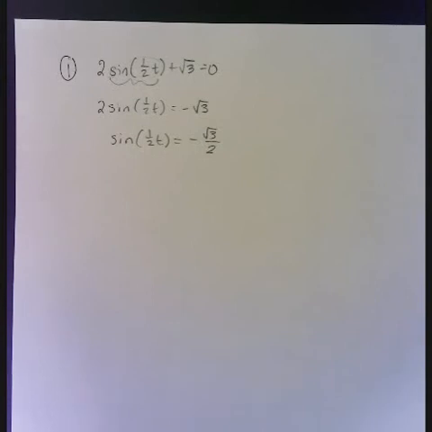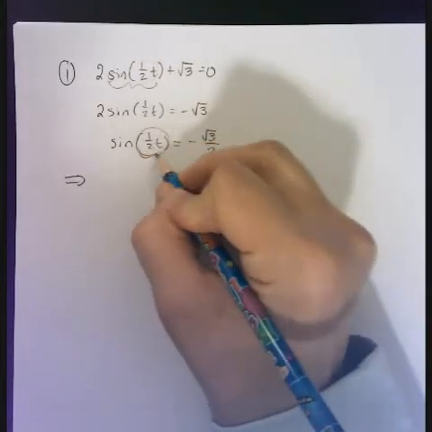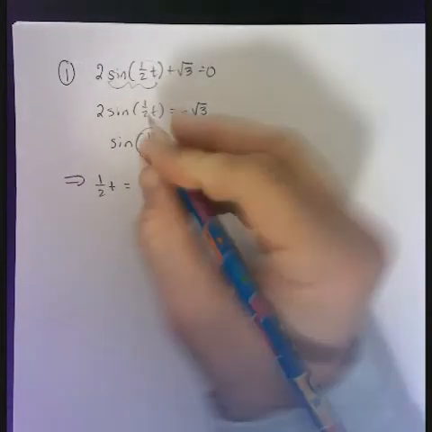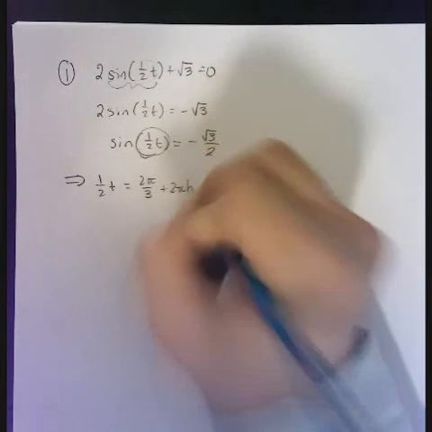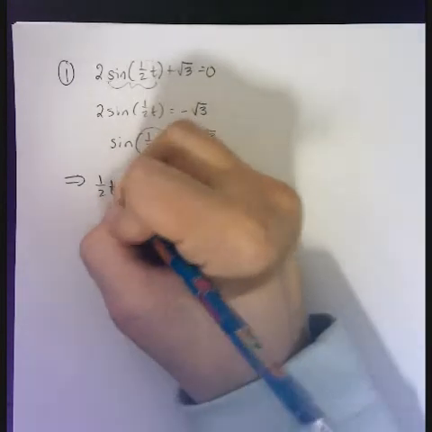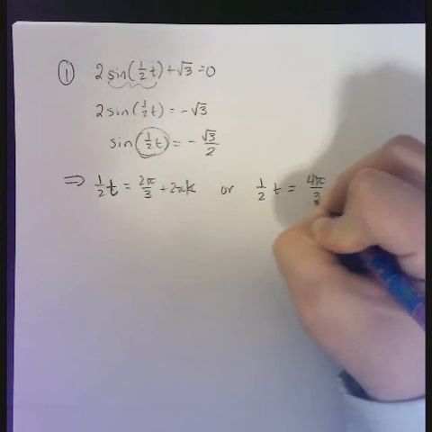So now we say, okay, well, for sine, I recognize negative square root of 3 over 2. The reference angle would be pi over 3, and sine is negative in quadrants 2 and 3. So whatever this number is here, this 1/2 t, would have to be 2 pi over 3 in quadrant 2, and then again add multiples of 2 pi k to get coterminal answers. 1/2 t is 4 pi over 3 in quadrant 3. Again, add multiples of 2 pi k.